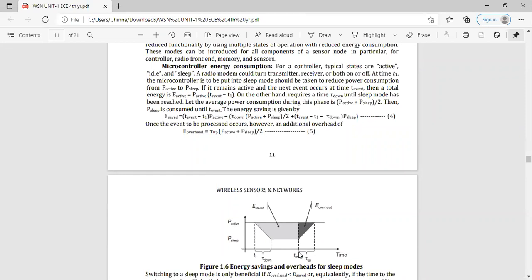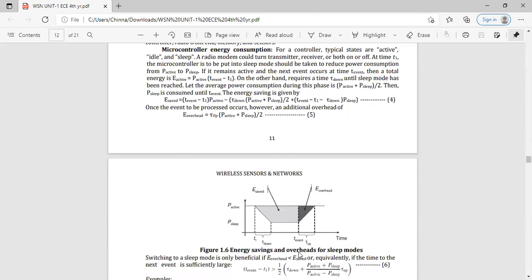The energy saving is given by E saving equals (T event minus T1) times P active, minus T down times (P active plus P sleep by 2), plus (T event minus T1 minus T down) times P sleep. So the first part is the P active term, and in the third part, T down is subtracted from T event minus T1. This is the E saving.